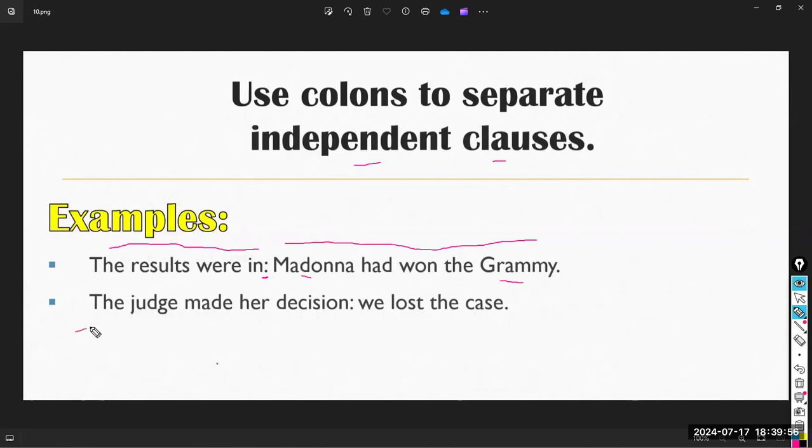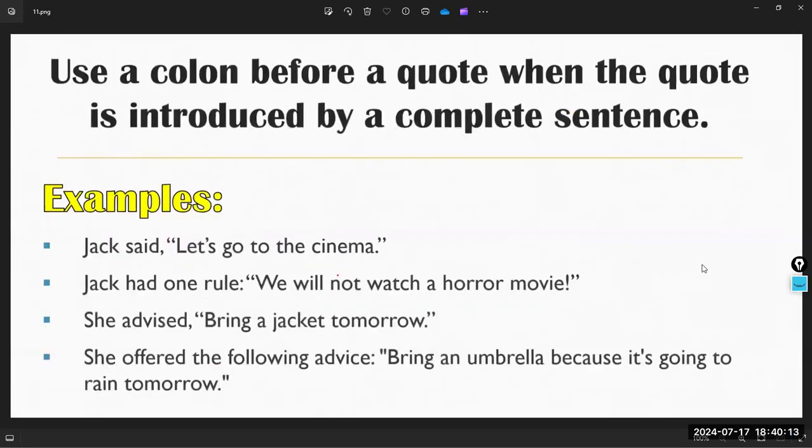The next example is saying the judge made her decision. What is that decision that the judge made? Colon, we lost the case. Okay. So, please, this is really important. Be careful. And now I have to explain the next rule.